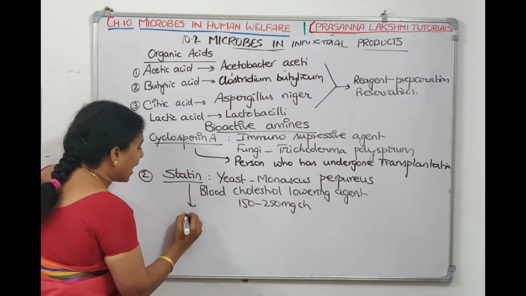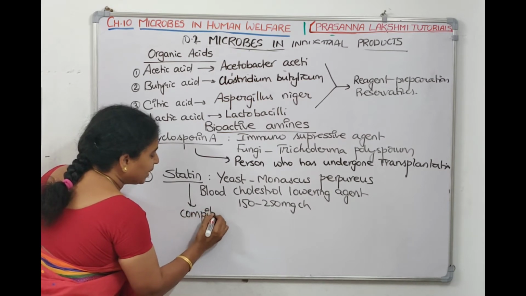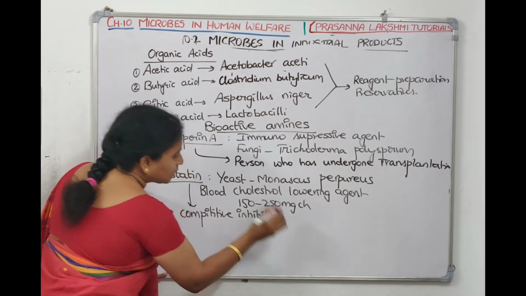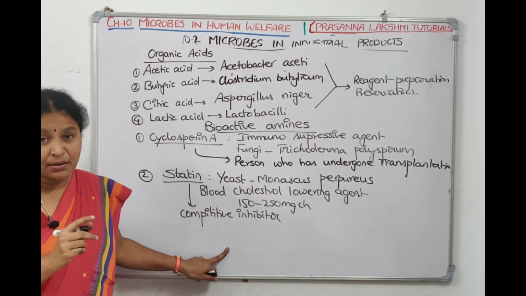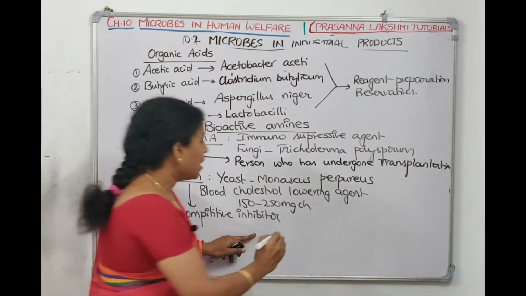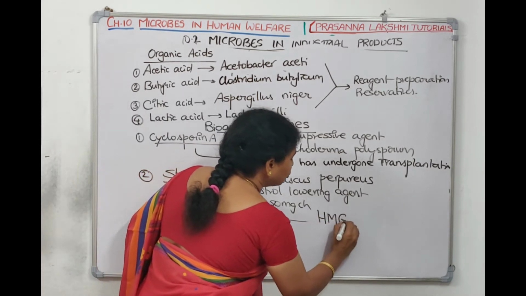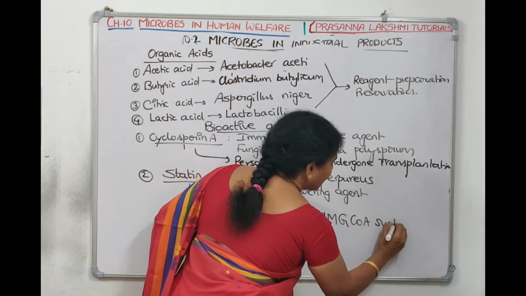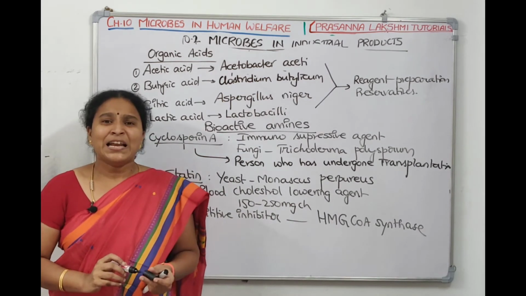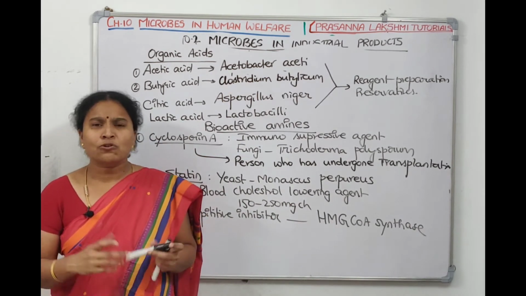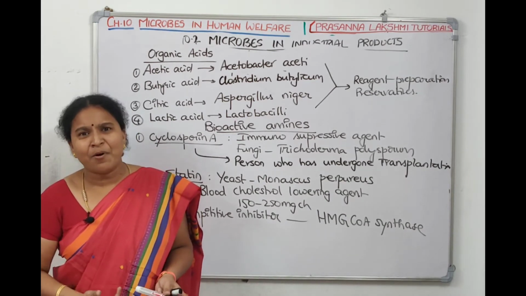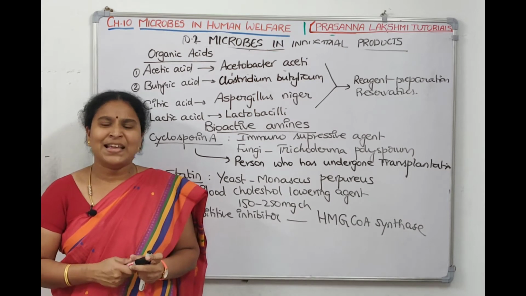This statin acts as a competitive inhibitor. It stops the cholesterol synthesis. It acts as a competitive inhibitor for an enzyme called HMG-CoA synthase. Now this statin comes and binds to HMG-CoA synthase. It will not allow the HMG-CoA synthase to do the cholesterol synthesis. Done. That's it. So then the cholesterol will not be made in our body. Then a person is safe. The person will not get any heart attacks.